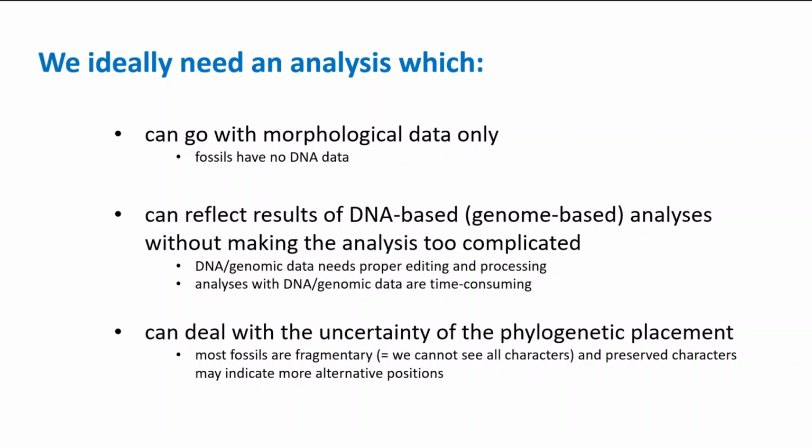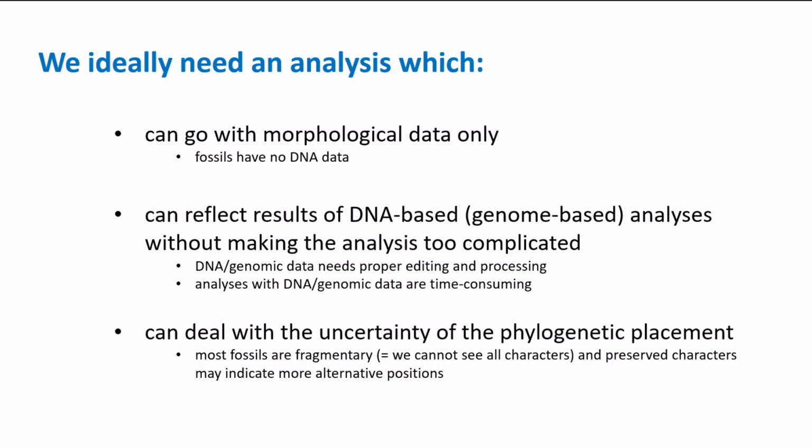And ideally, we will also be happy if the analysis can show us something about the uncertainty of the phylogenetic placement, because if we have fossils in which we cannot see all the characters, sometimes we are not totally sure. There can be more alternative placements based on the characters we can see. So the usual result, where the analysis just runs and shows a single position, is in the case of fossils not the optimal one. We would optimally like to get several alternatives which you can discuss or further explore, in case your data are not strongly supporting a single position only.